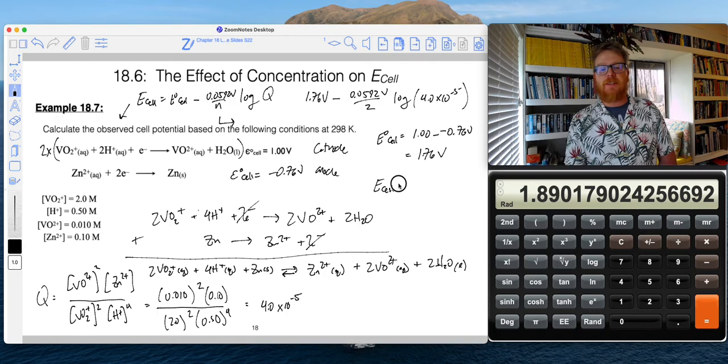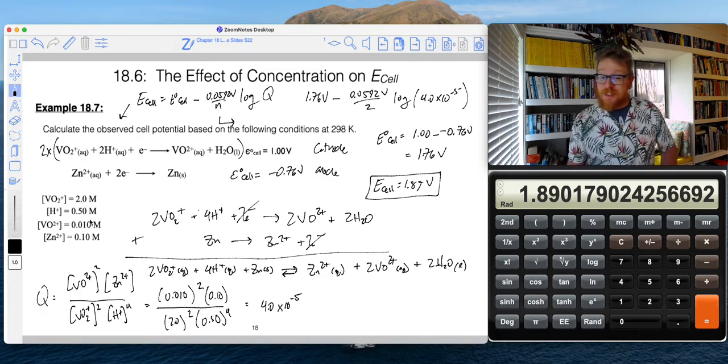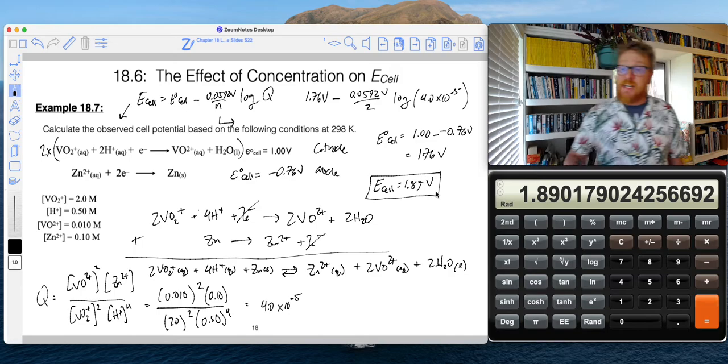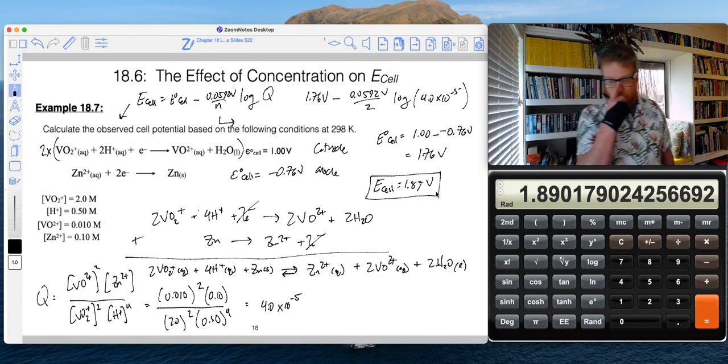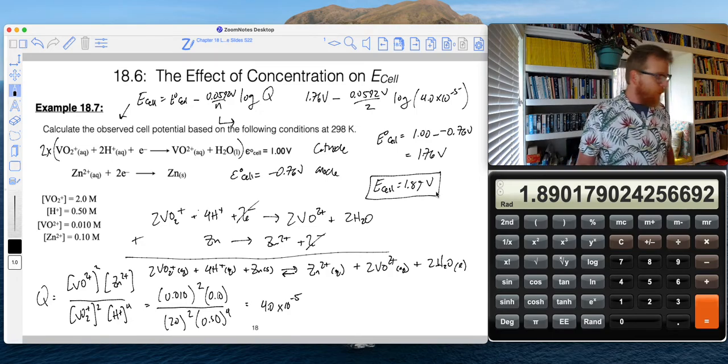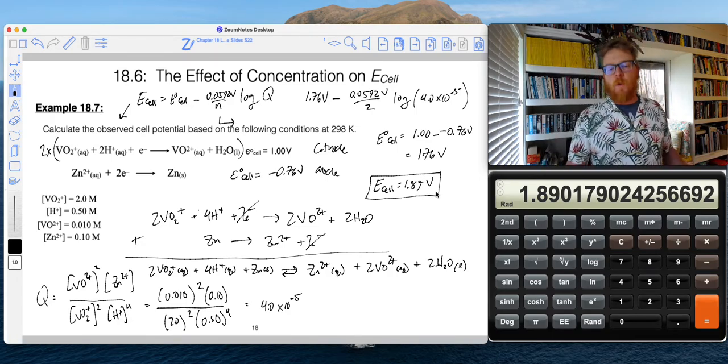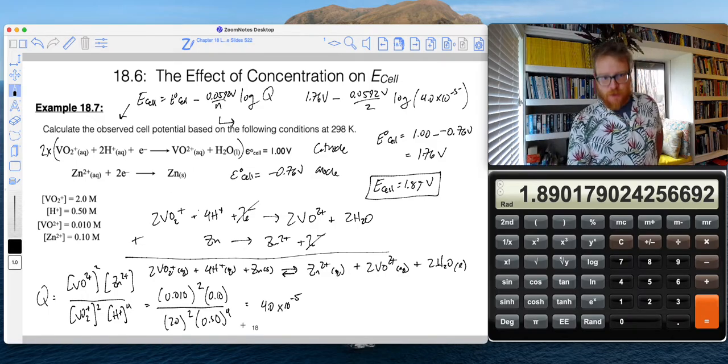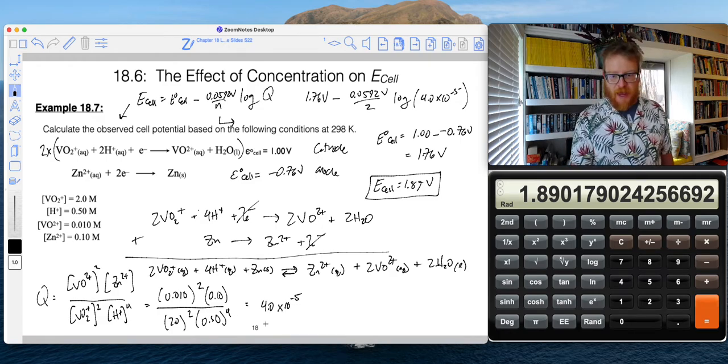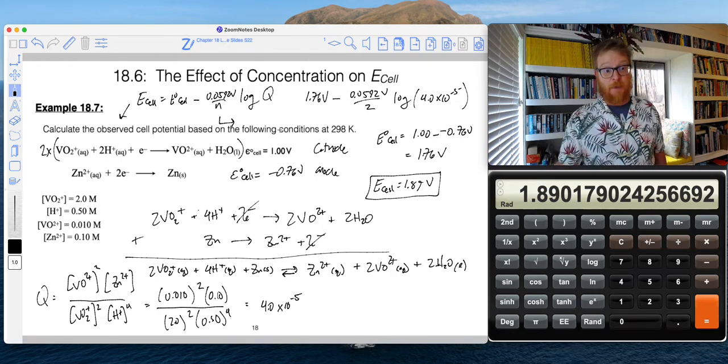So as we can see here, if I had used standard conditions, so if I had used 1 molar of everything, I would have got 1.76 volts out of this. But by adjusting those concentrations, I actually got a little bit more juice out of this battery. Okay, and so that's why we want to be able to calculate our cell potentials based on non-standard conditions. So there's a lot of stuff going on here. So make sure you're okay with this, and we'll do some more examples of this in the live meeting.